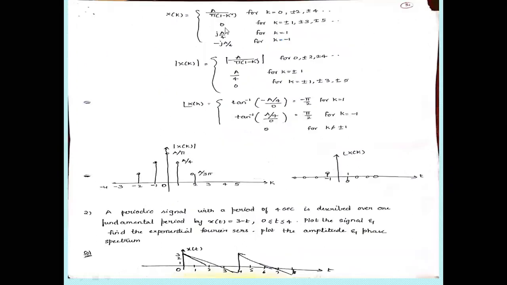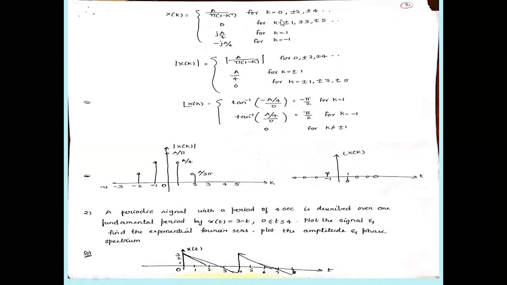And next, you see here, for the values of 0, plus or minus 2, plus or minus 4, the value is given. And for k equal to plus or minus 1, plus or minus 3, and plus or minus 5, the value is 0. And the remaining, k equal to 1 and k equal to minus 1, give a positive value and a negative value. So using this, you can plot the graph.